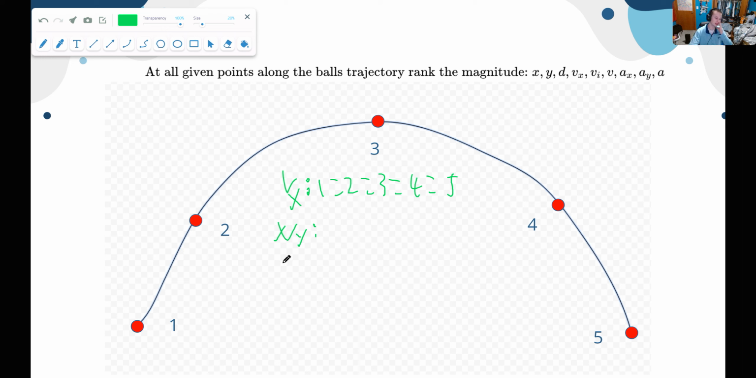So at position 1, we just launched, so we're going to have our greatest magnitude upwards. At 2, it's going to be a little bit less. At 3, it's going to be 0. We have no vertical component because that's our maximum height. And then at 4, we're downwards. And then at 5, we're downwards with the same amount as 1.